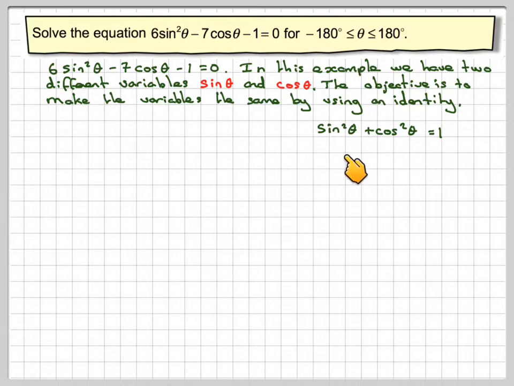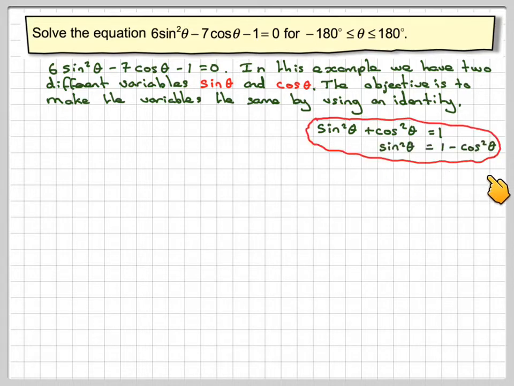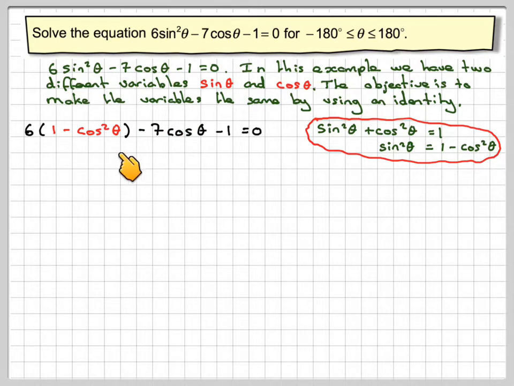And we rearrange that for sine squared theta, so we get that sine squared theta is 1 minus cos squared theta. And now, instead of writing 6 sine squared theta, we write 6, and in brackets we now put 1 minus cos squared theta, minus 7 cos theta minus 1 is equal to 0. And now we've got an equation just in one variable, which is cos theta.